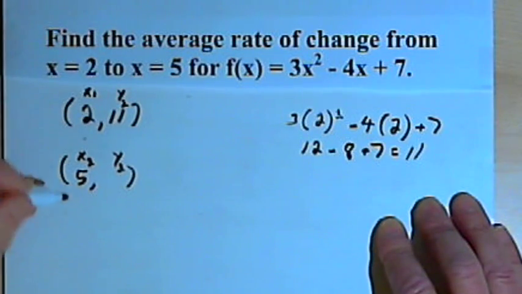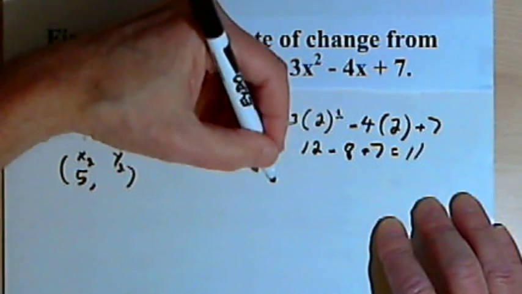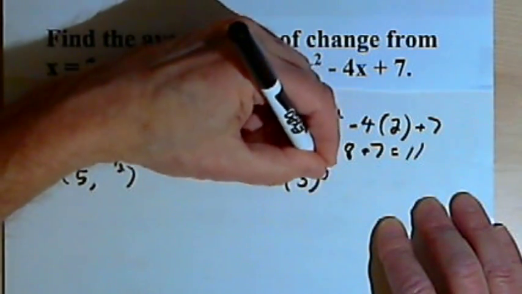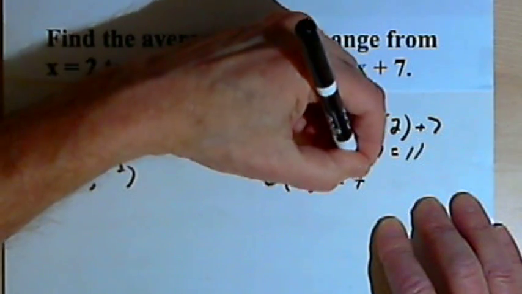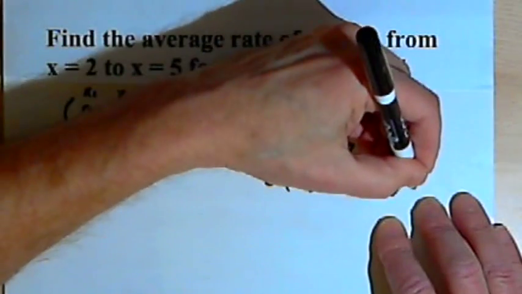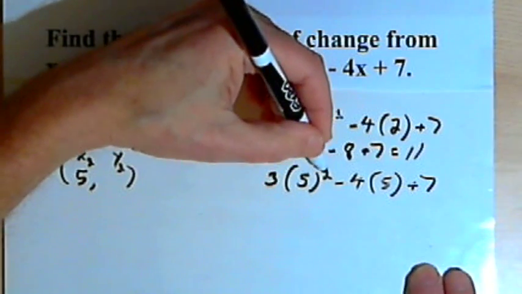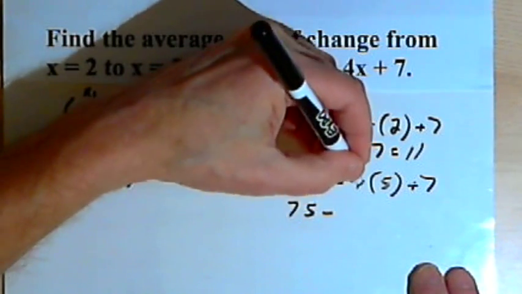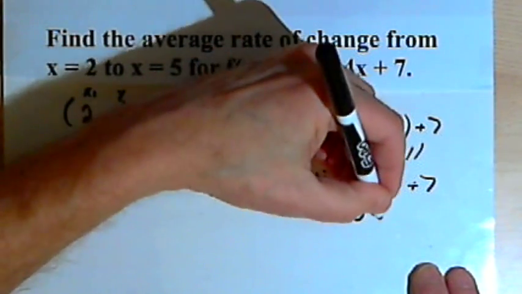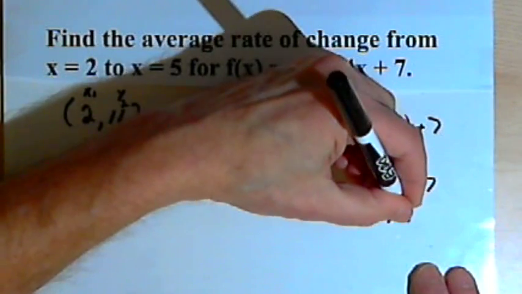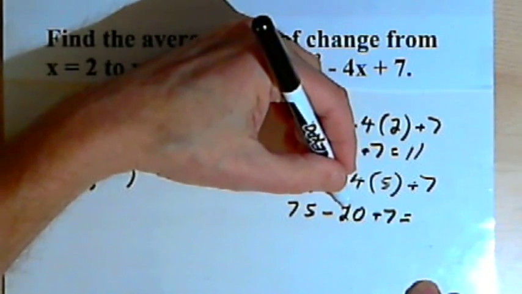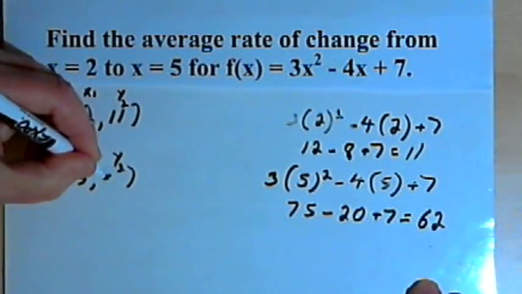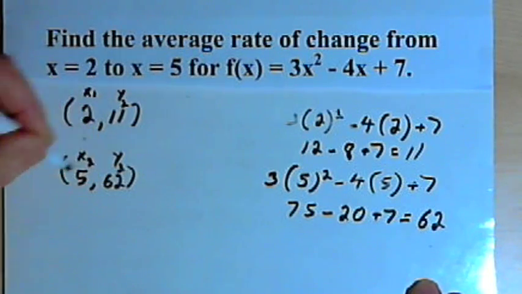For the second point, when x sub 2 is 5, let's see, I'll have 3 times 5 squared minus 4 times 5 plus 7. 5 squared is 25. 3 times 25 is 75. Minus 4 times 5 is 20. Plus 7. And that's going to equal 75 minus 20 is 55, plus 7 more is 62. So this is 62. And now I'll just find the slope.